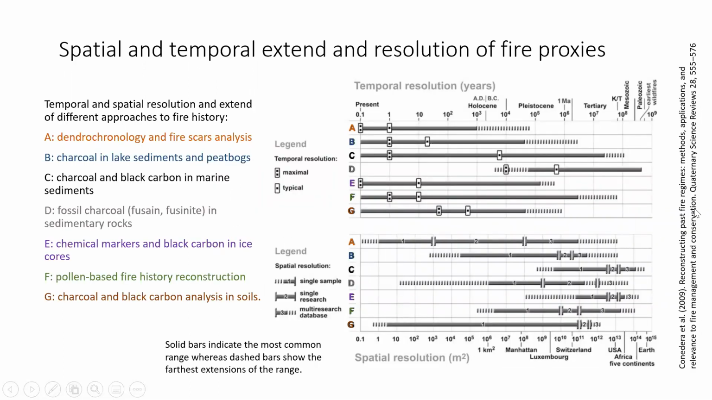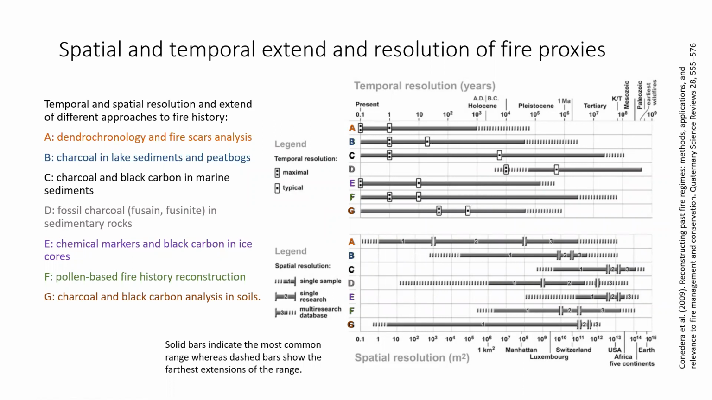Then we already looked at the different proxies for reconstructing disturbances in general, and their temporal and spatial extent and resolution. So here is similar information, but just for reconstructing fire and the different proxies for it. Here also the fire scars are the most precise temporally, but don't extend that far. Spatial resolution is also quite good at local and stand scale.